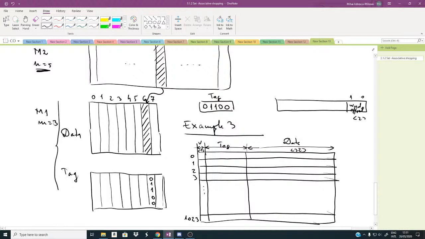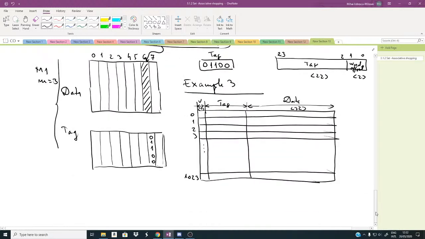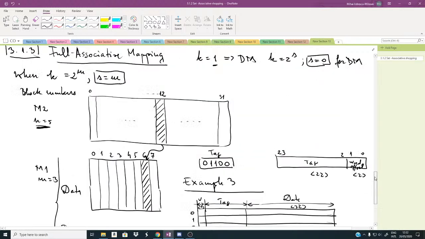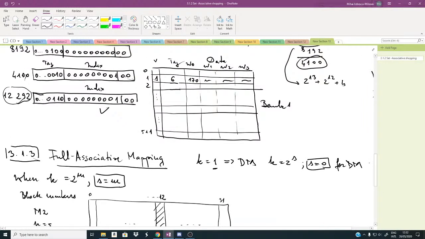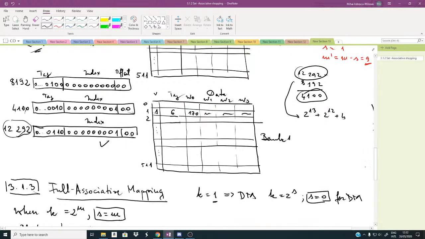That's on 2 bits, and the tag would be on 22 bits, right? From 2 to 23. Okay, good. Now, coming back to these addresses again, and I'm not going to write them because it's useless.